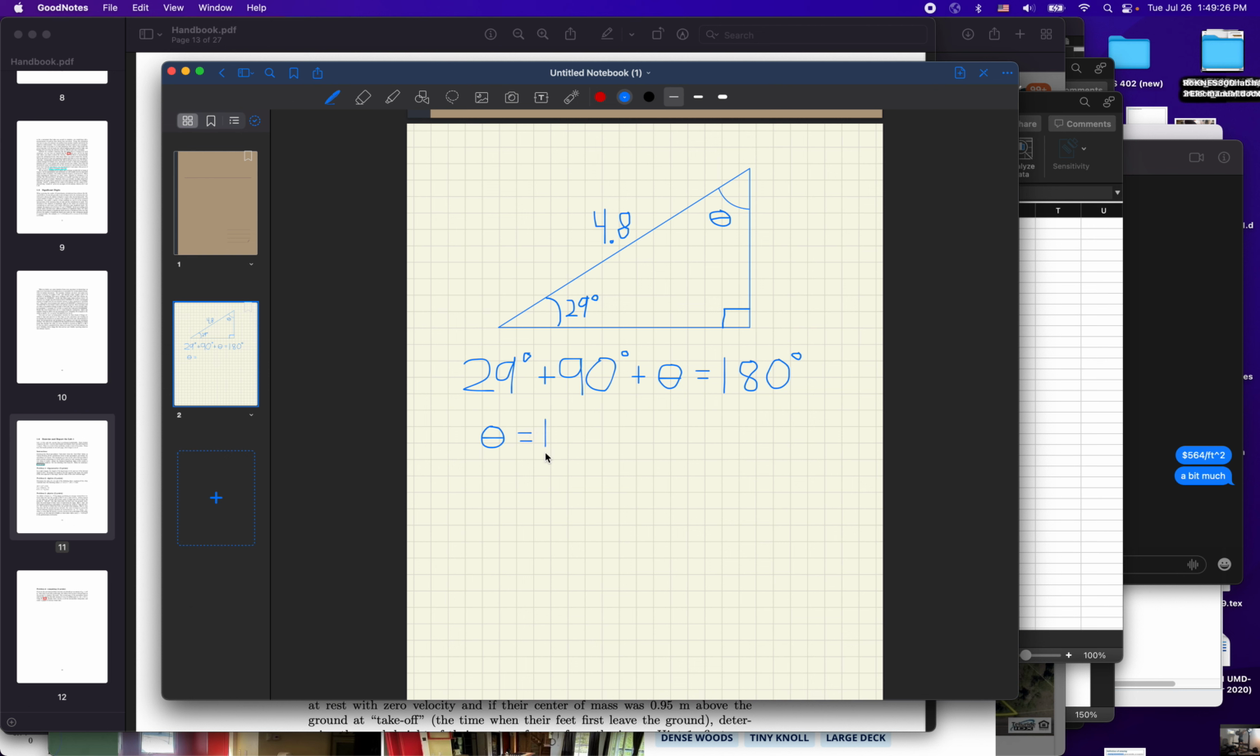equals 180 minus 90 minus 29 degrees. Always include the units, never omit the units. Okay, so theta equals 180 minus 90 minus 29. You could calculate the result of those subtractions there in a calculator or just in your head, and you would get that theta equals 61 degrees.